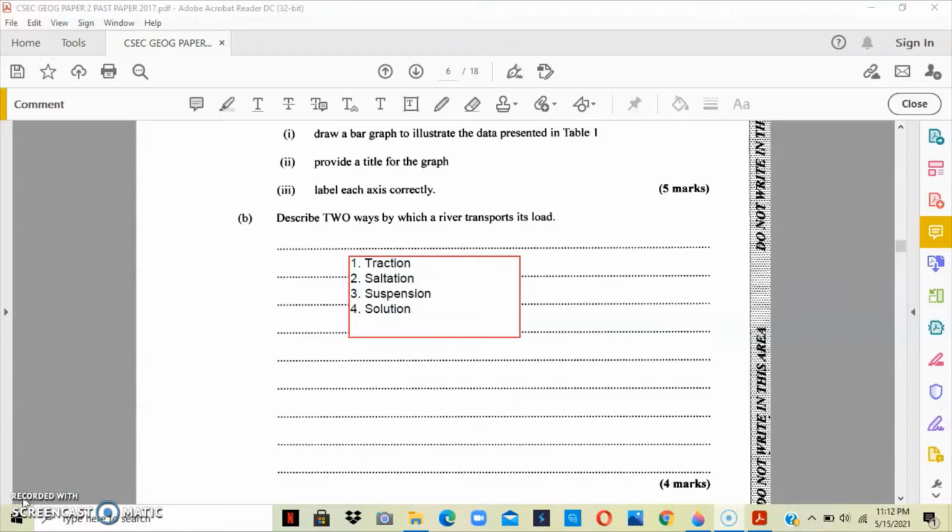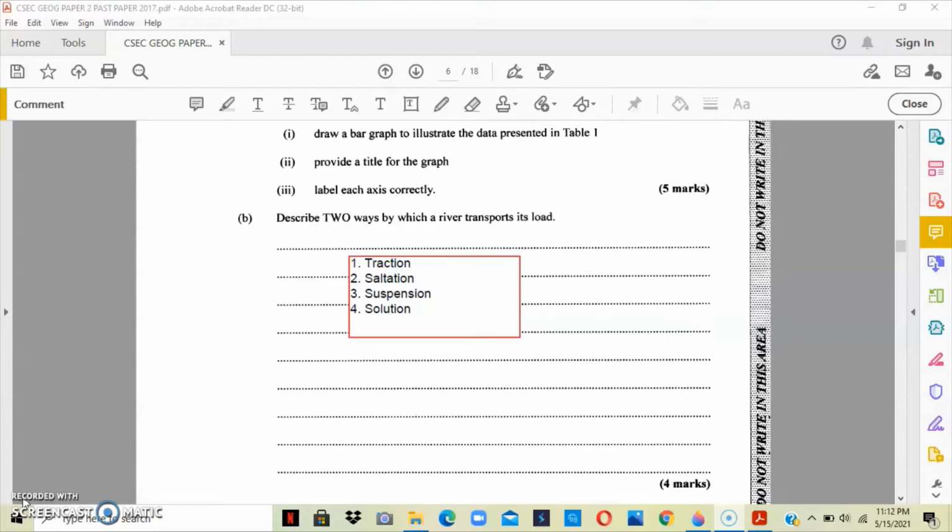Section B asks us to describe 2 ways by which a river transports its load. Now, a river transports its load in 4 ways, so you can write about any 2. First, traction, which is where the larger boulders are dragged along the riverbed. We have saltation, which is where smaller rocks and pebbles are bounced along the riverbed.